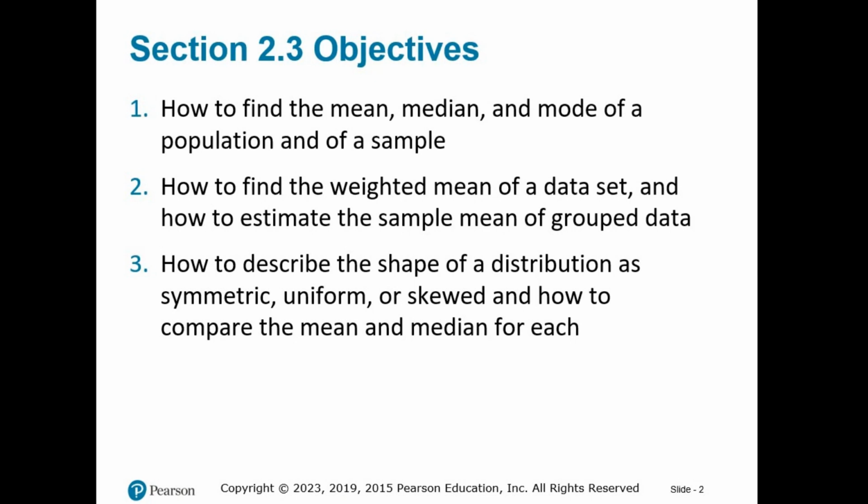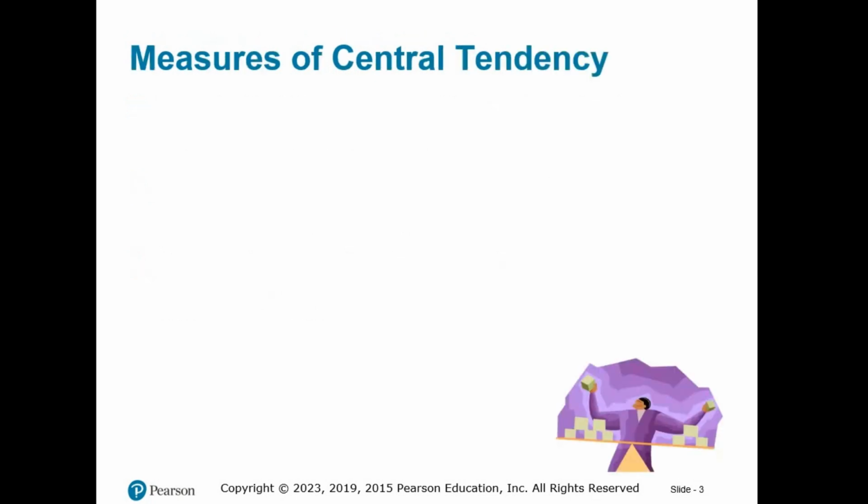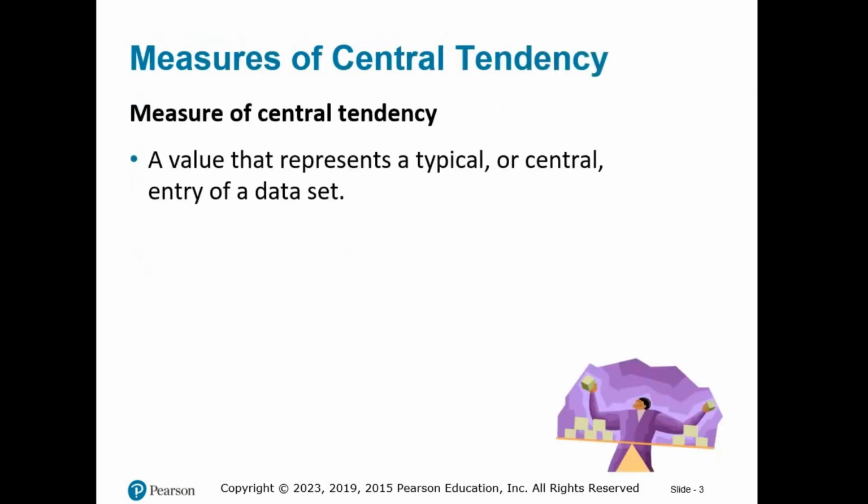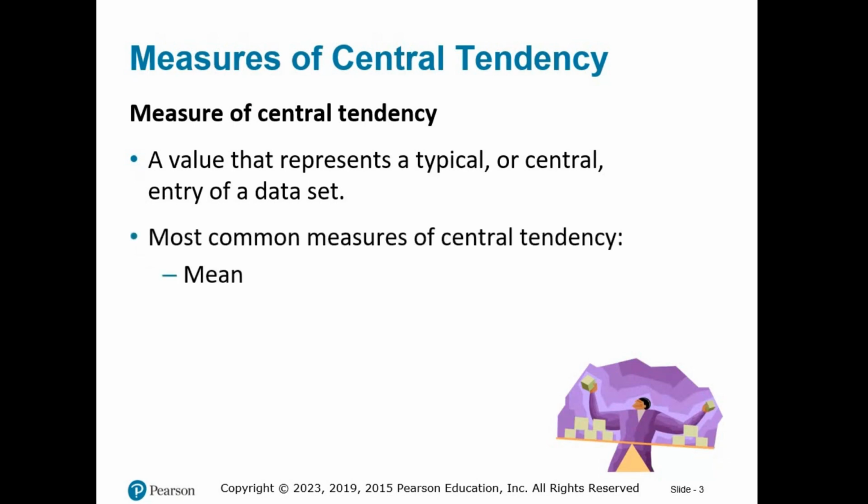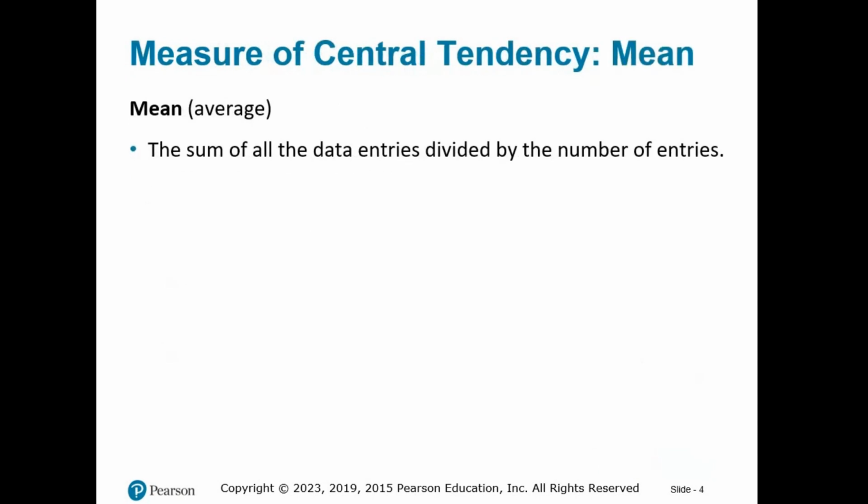Let's get started. A measure of central tendency is a value that represents a typical or central entry of a data set. The most common measures of central tendency are mean, median, and mode. So we'll talk about them one at a time in detail, beginning with the mean. The mean is often referred to as the arithmetic average. It's the sum of the data entries divided by the number of data entries.